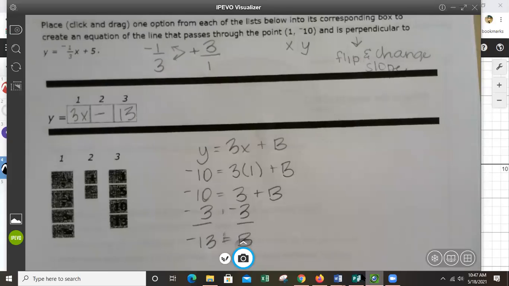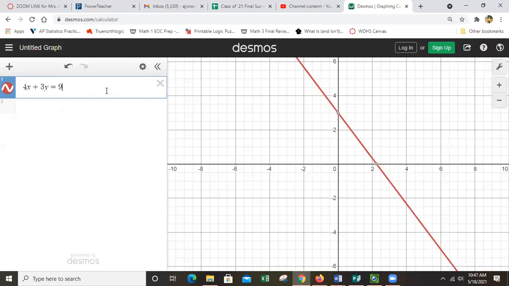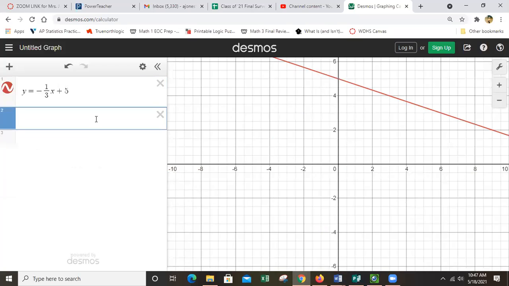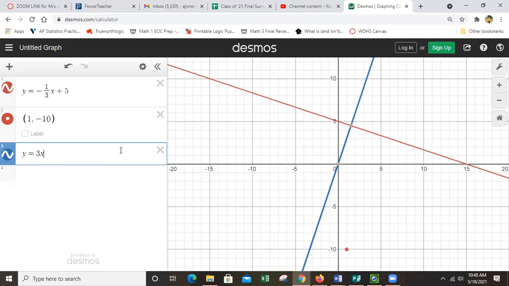All right, so let me show you Desmos. We're going to put our first equation in. Y equals -1/3 x plus 5, just like we did on the last one. We have that coordinate 1, -10. I'm going to zoom out so you can see it down there. And then, like I said, if you can fill in the first box, you can get the rest of it. So y equals, we found out the first box was 3x by flipping and changing it.